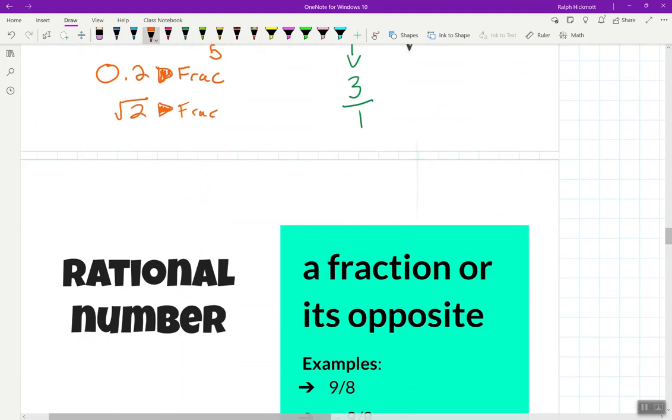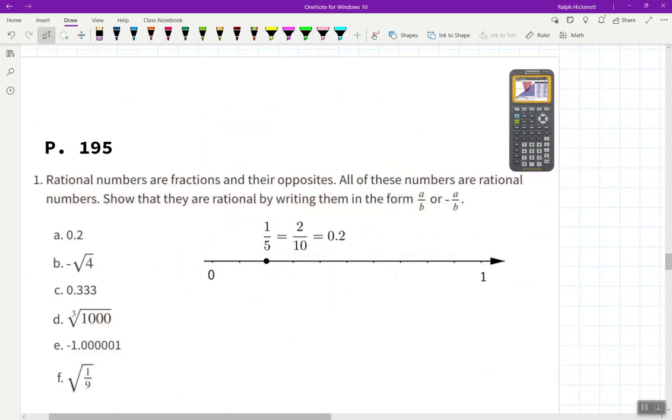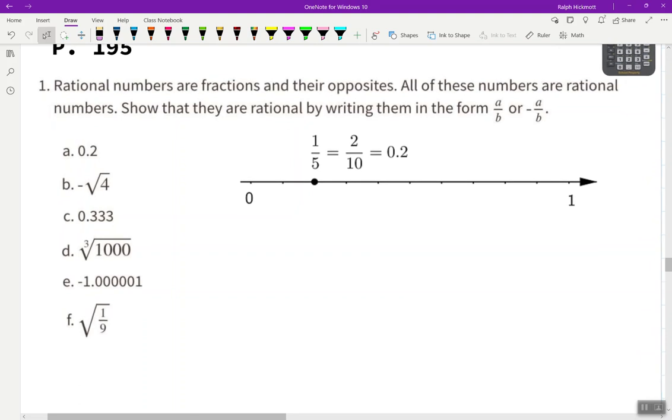So let's try some. On page 195, there's a bunch here. Okay, it says rational numbers are fractions and their opposites. All of these numbers are rational numbers. Show that they're rational by writing them in the form a over b or negative a over b. That means make them as a fraction. The only one you can skip is e. It's a little bit of an obnoxious number. All right, I want you to use your calculator or your own general number sense to convert all of these to a fraction. Please go ahead and pause this video.